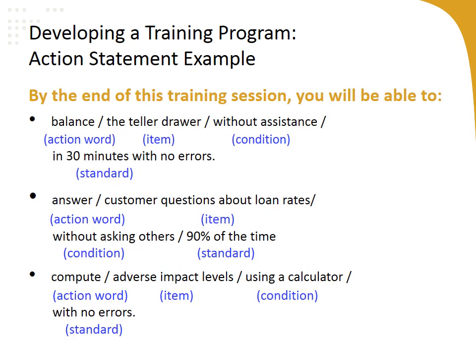So here are some examples of action statements that incorporate the action word, the item, the condition, and the standard under which the action is performed. So you see by the end of this training session, here are some concrete things that you should be able to do. Action statements are really similar to course objectives that are stated in your syllabi at Nevada State College. So you can just take a look at these and see how they meet those criteria for an effective action statement.